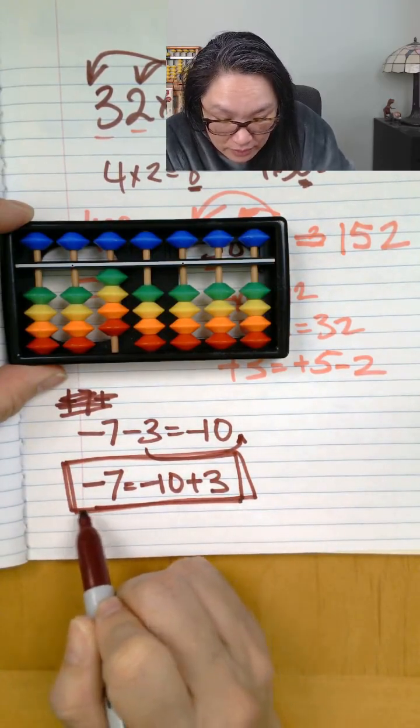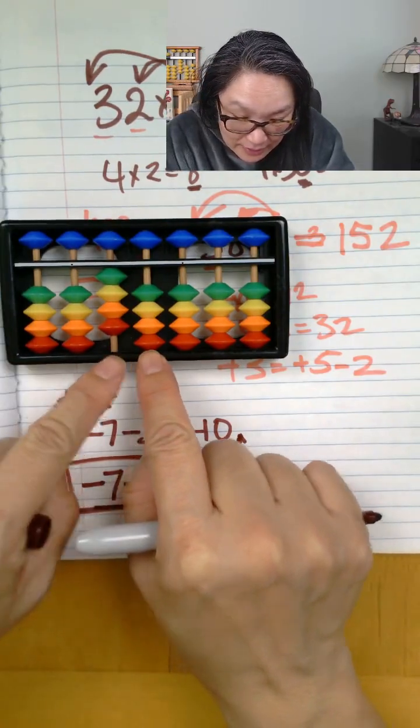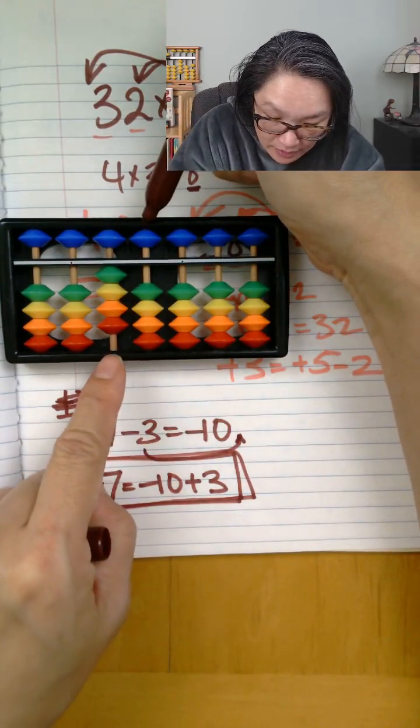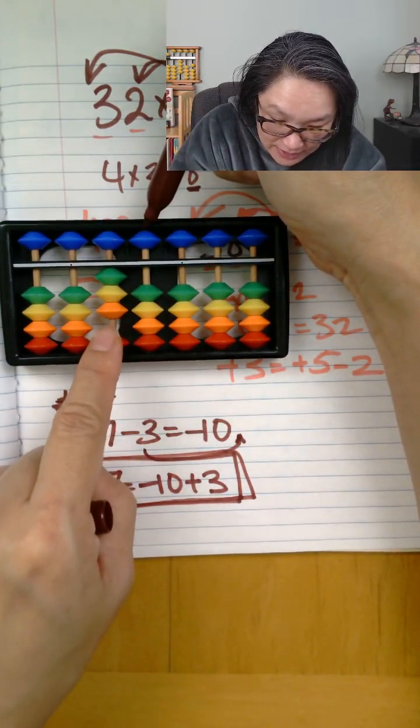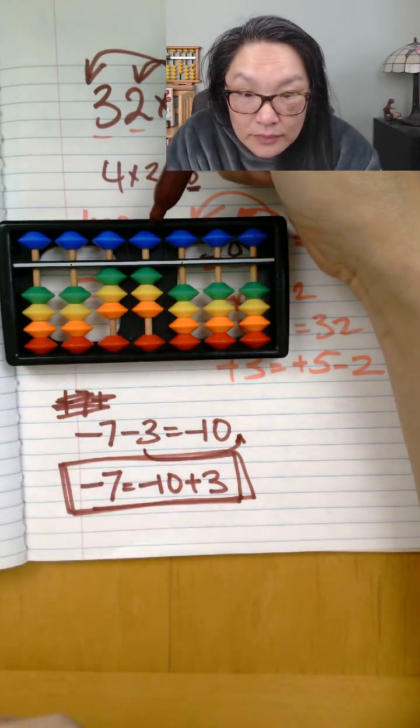Minus the 7. Minus the 7 is equal to minus the 10. Because I'm here, I want to minus the 10, right? Because I'm here, I need to minus the 10. I minus the 10, and then I plus the 3. That's it.